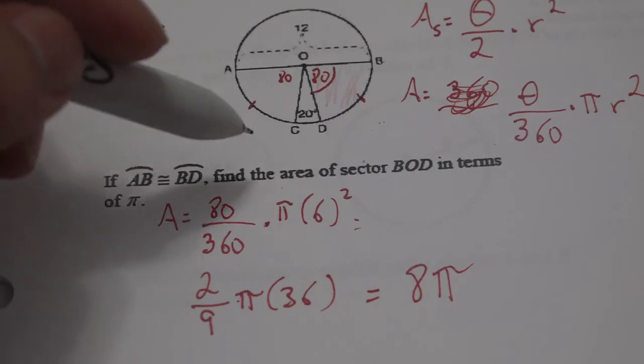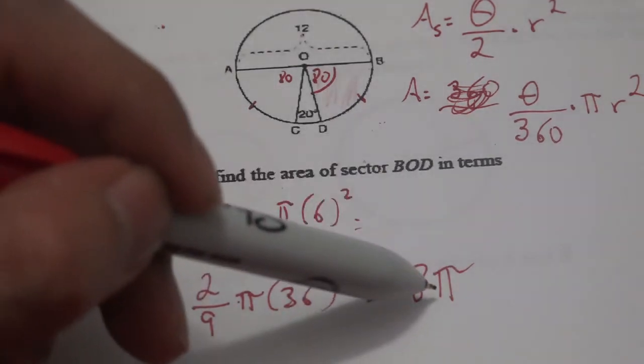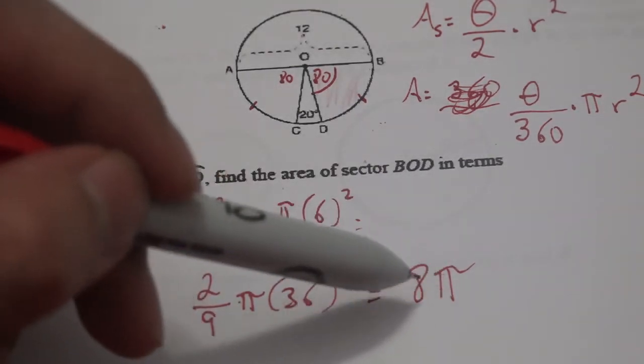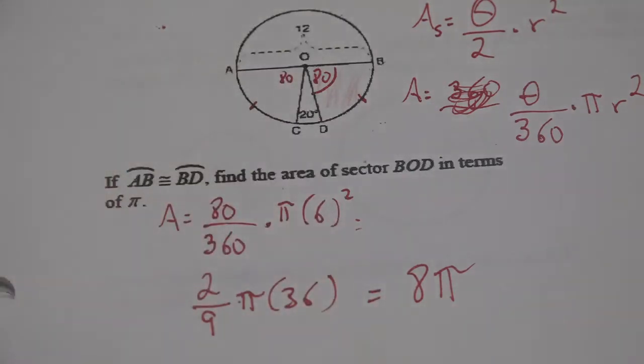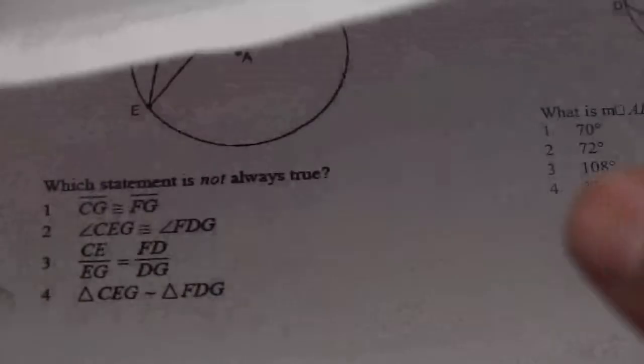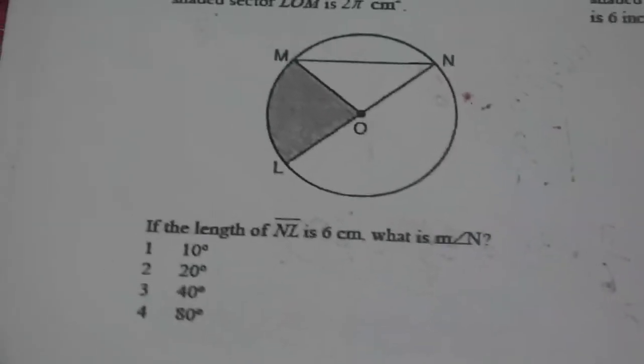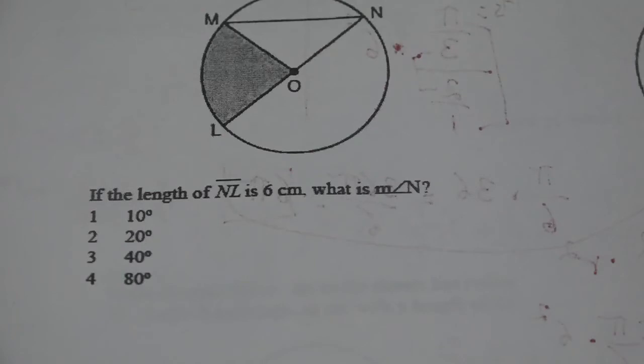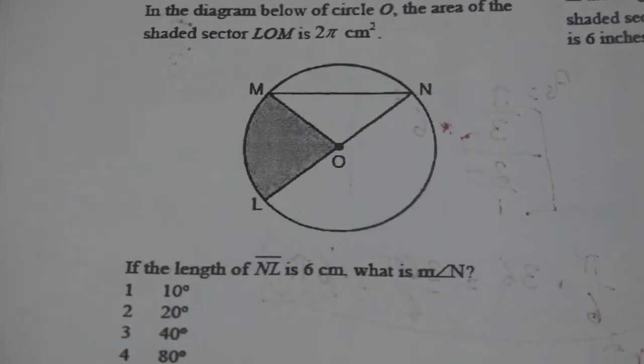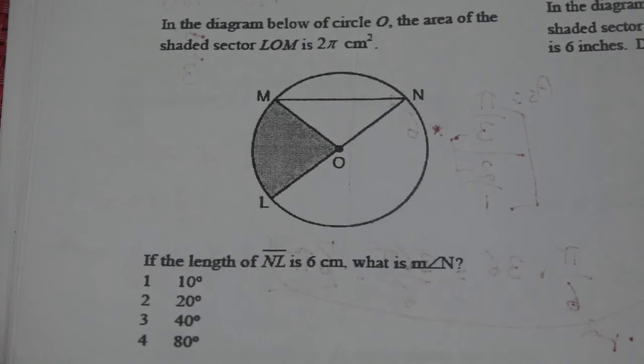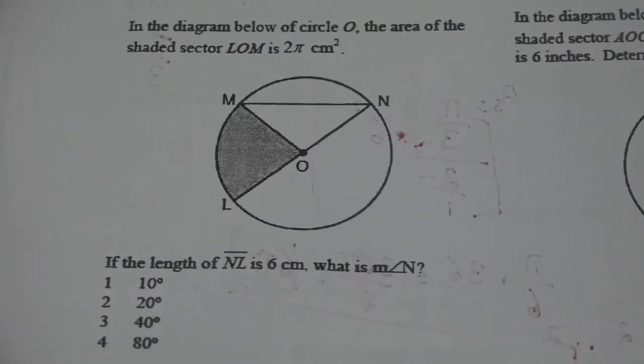If they said to the nearest tenth, then I would have to turn this pi into 3.14 and multiply, correct? Just remember that. All right, let's move on. So here, once again, if you already know how to do this problem, then just do it. Don't wait for me.